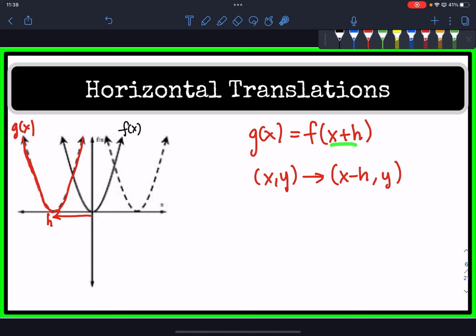We're moving h units to the left, which mathematically means that we're subtracting that value from our x coordinates. And because this happens moving to the left, moving to the right, the opposite is going to occur. So if I was going to shift it h units to the left, we'll call this h of x.